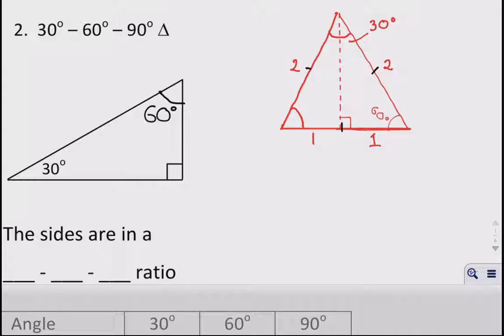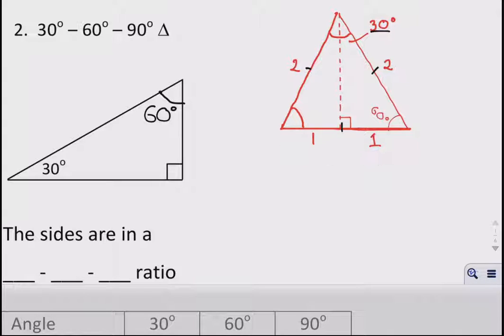So bear with me for a sec. Here is 2, and if I drop a perpendicular from, say, the top angle down here, I end up with 30 degrees on the inside, 90 degrees at the perpendicular, and my original 60 down here. In addition to that, dropping the perpendicular bisects the base into 2. So if the entire distance is 2, half of it is going to be 1, obviously.